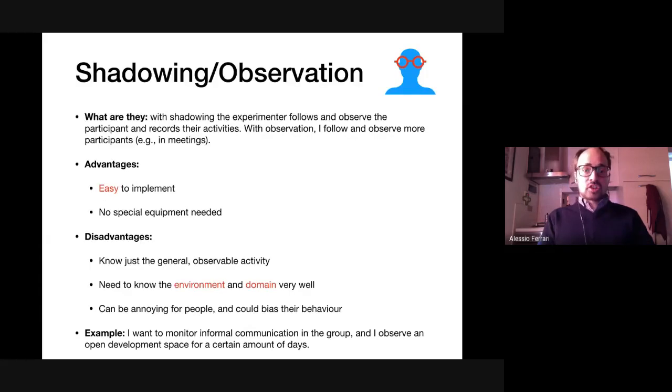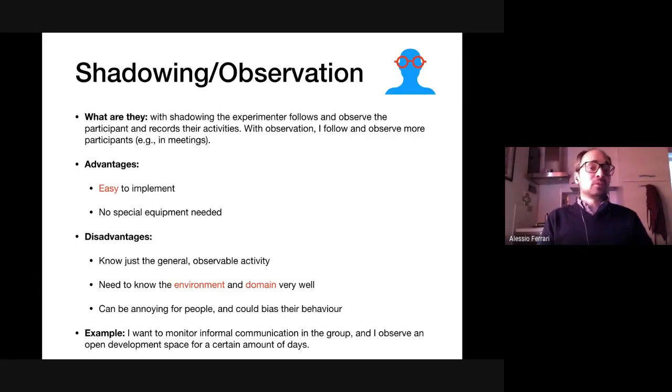Shadowing and observation. Observation just does what the name tells. You observe people, you follow them, either in a meeting or individually. When they are individual, you normally call it shadowing. Observation is more related to one or more subjects altogether, but you normally use the term observation.